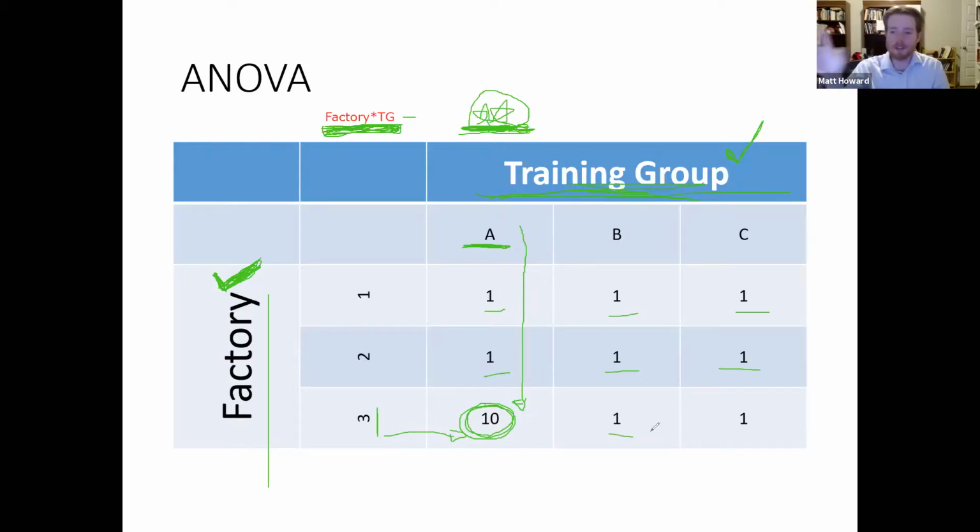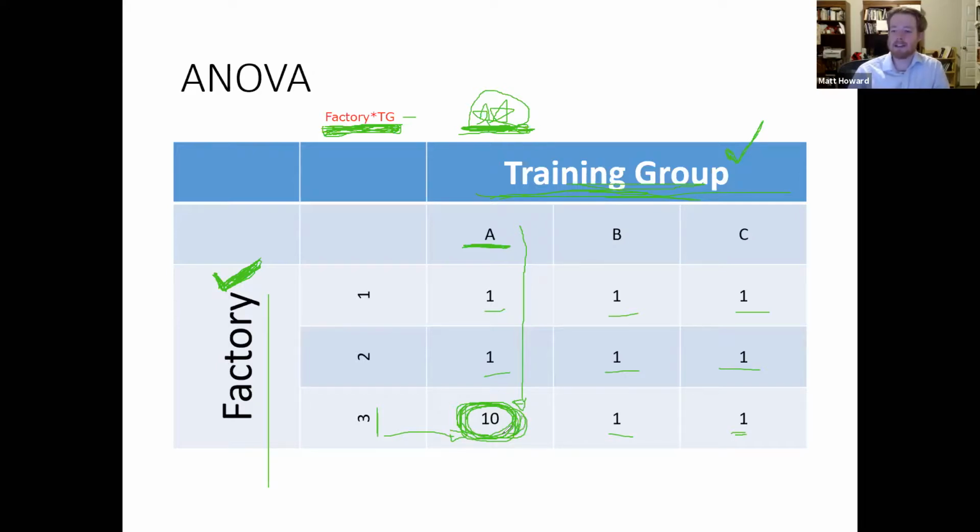And in practice, you'll never see the values being identical. They're going to be close to similar. But an interaction occurs when you have one particular combination that's much higher than all the others. That's when an interaction often occurs. So in this example, as you see, it was training group A that matched with factory 3, and that was the only time we had particularly higher values.